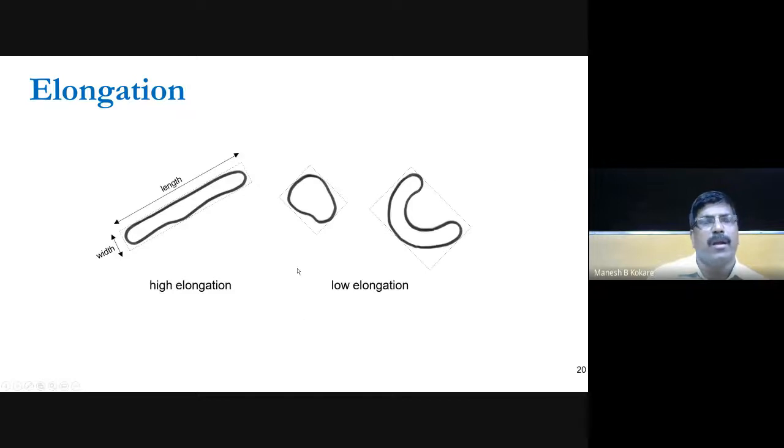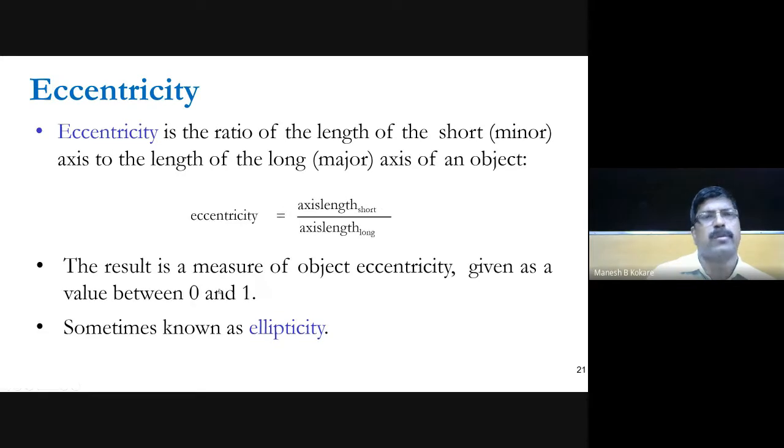So one way is basically length divided by width. If this is the shape and it is inserted in the bounding box, then bounding box length divided by bounding box width will give you the elongatedness.